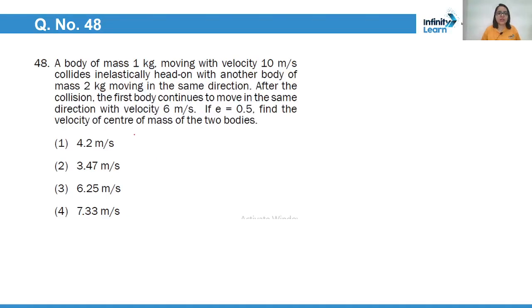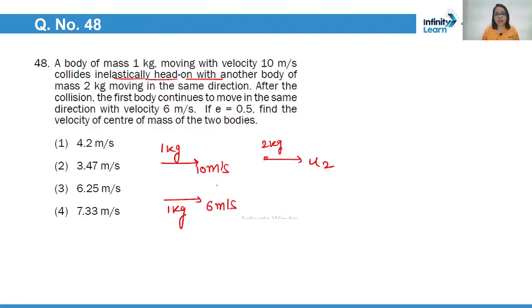Question number 48. A body of mass 1 kilogram is moving with velocity 10 meter per second, collides inelastically head-on with another body of mass 2 kilogram moving in the same direction. Let's say this is U2. After the collision, the first body continues to move in the same direction with 6 meter per second. If e is 1 by 2, find the velocity of center of mass of two bodies.